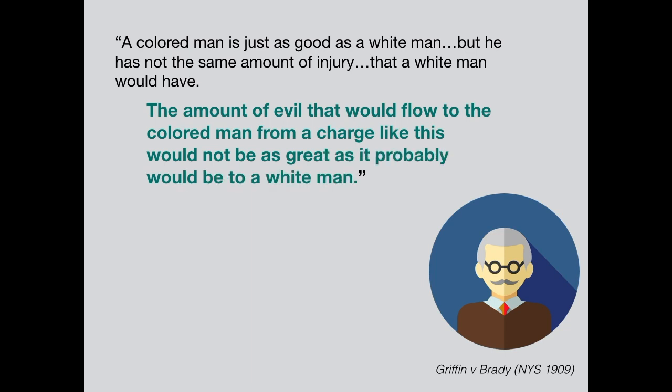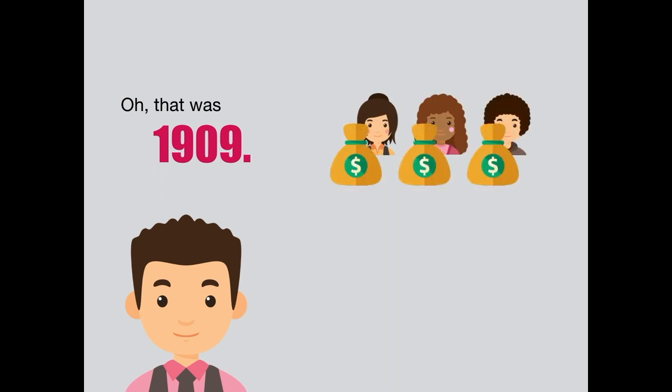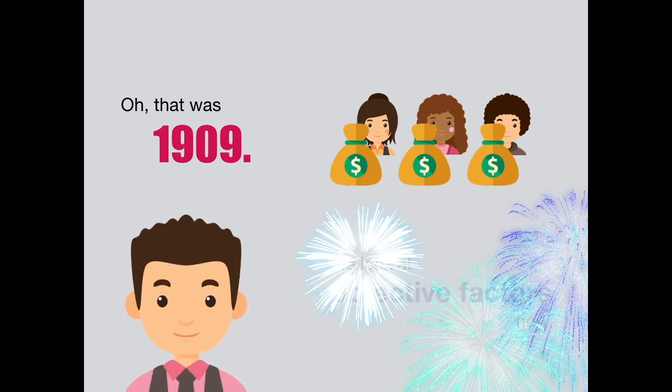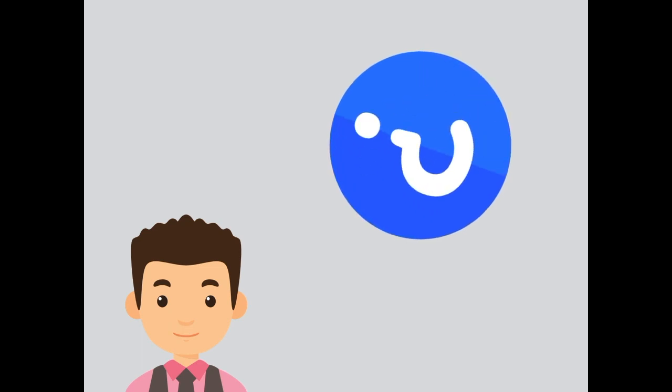But you might say, oh, that was 1909. We don't award lower amounts to minorities or women just because they're minorities or women. That's why we have tort tables that look at objective factors instead, like your earning potential. Our question is, is that really true? Or do the tort tables allow us to hide behind a veneer of objectivity?